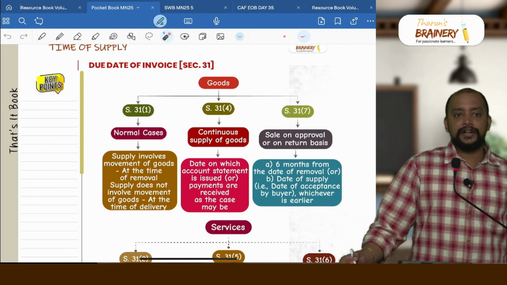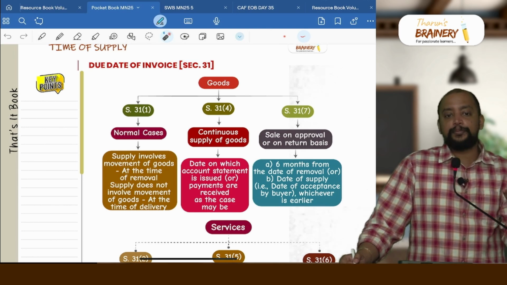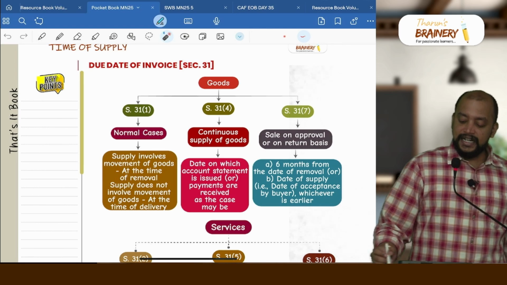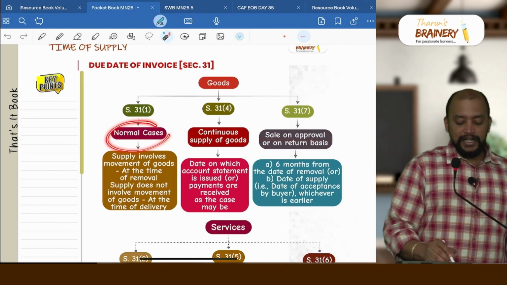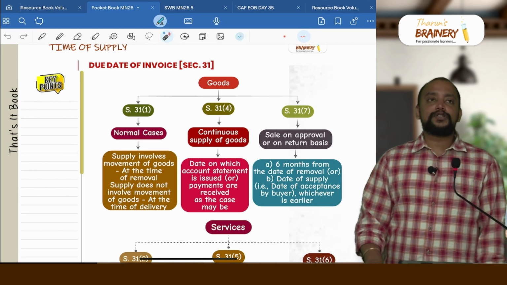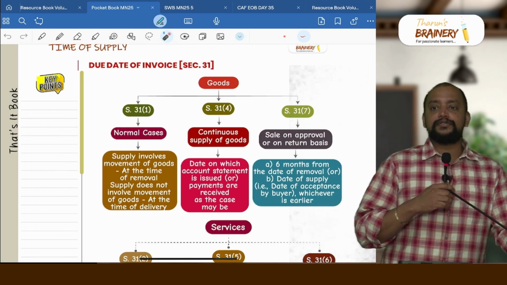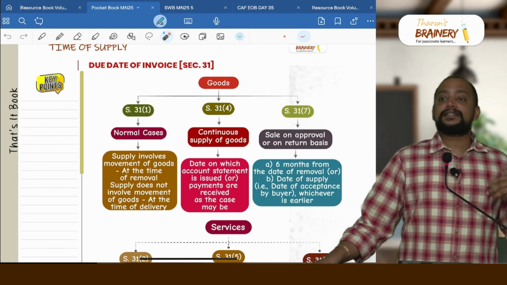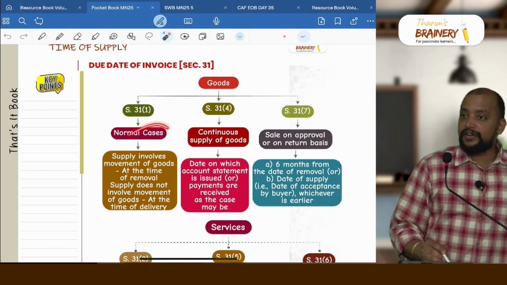Sale on approval or on return basis means we will be delivering the goods now, but the sale will happen only if the customer accepts. If it is normal cases, we need to check whether supply involves movement of goods or does not involve movement of goods. If supply involves movement of goods, at the time of removal; if supply does not involve movement of goods, at the time of delivery, that will be taken as the due date of invoice.